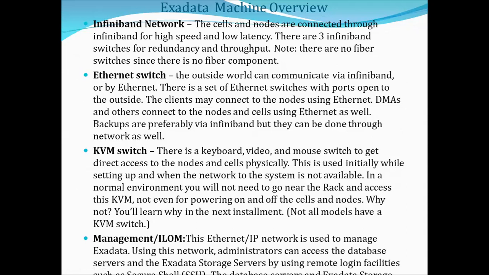Ethernet switch. The outside world can communicate via InfiniBand or by Ethernet. There is a set of Ethernet switches with ports open to the outside. The client may connect to the node using Ethernet. KVM switch. There is a keyboard, video and mouse switch to get direct physical access to the node and cell. Management and ILOM. This Ethernet IP address is used to manage Exadata. Using this network, administrators can access the database server and Exadata storage using remote login facility.